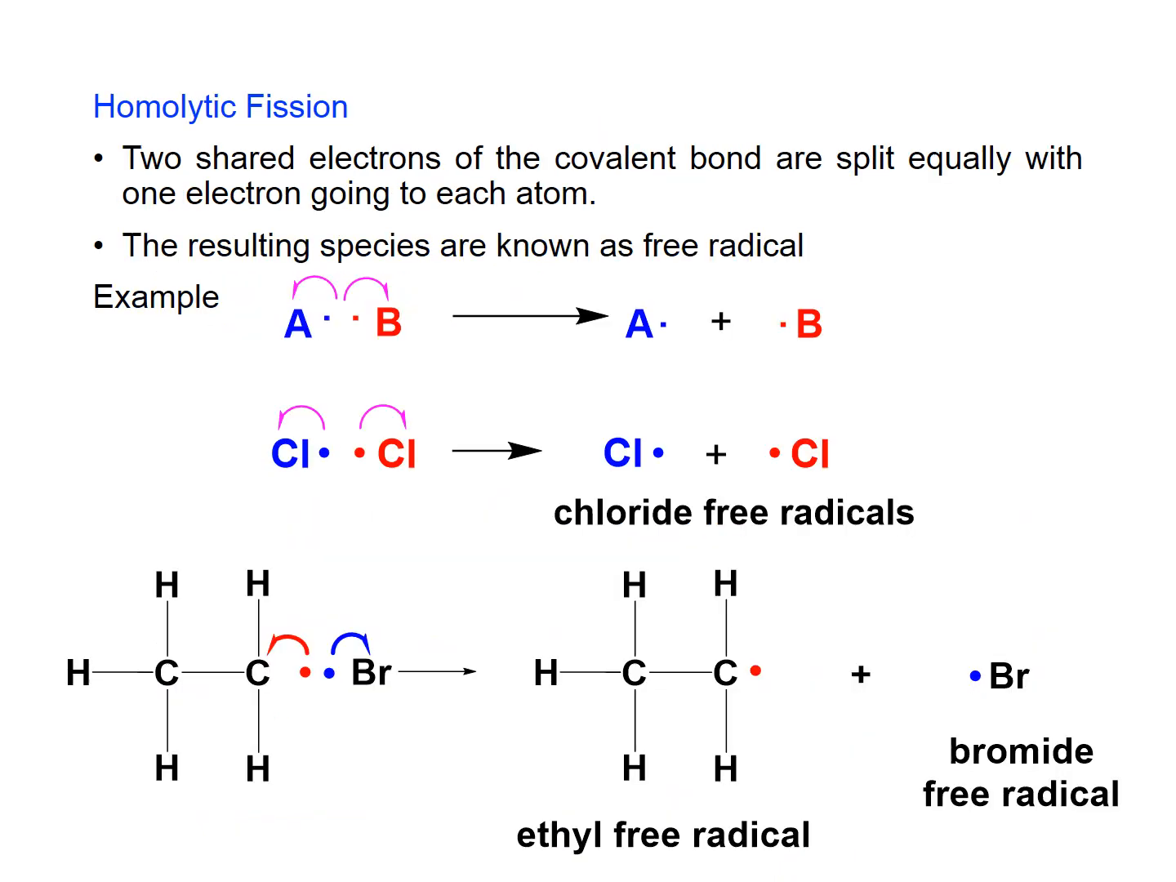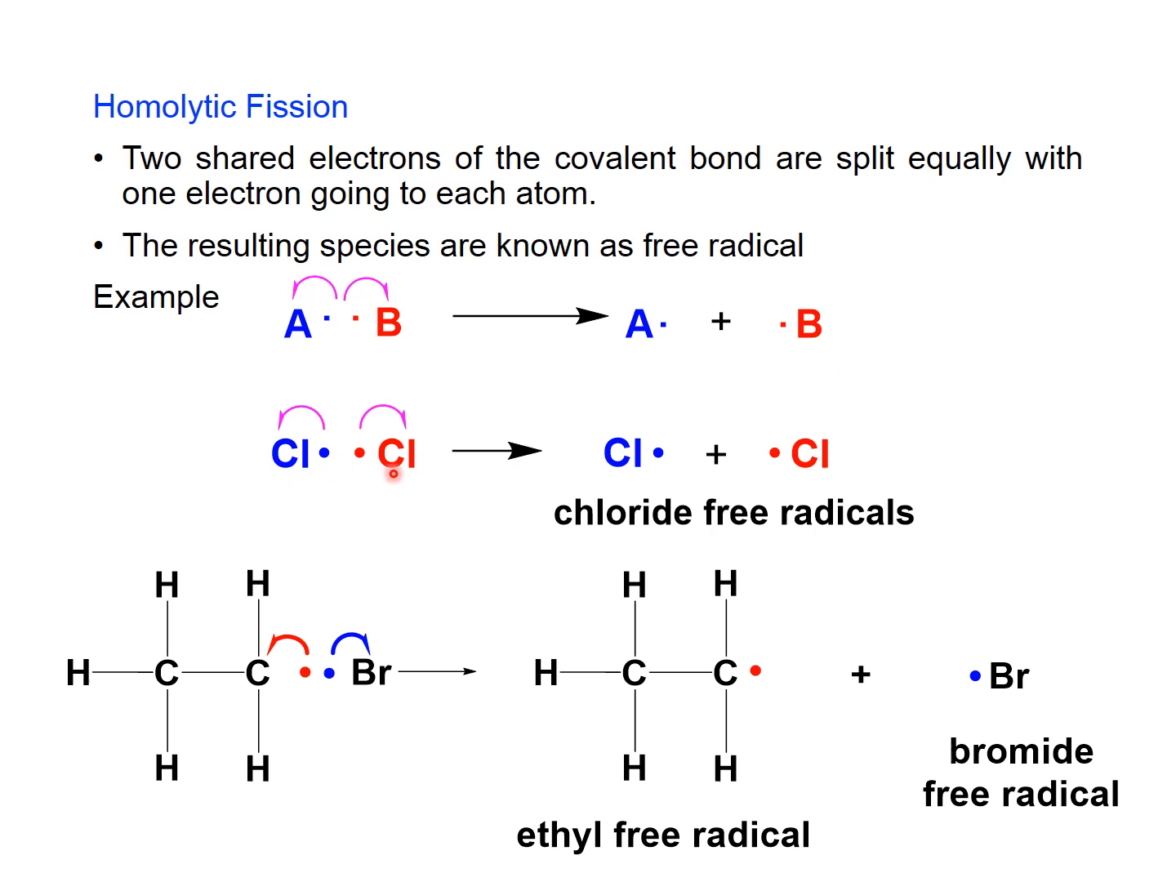Okay, homolytic fission. Two shared electrons of a covalent bond are split equally. Sama rata elektron yang tadi. Okay, equally with one electron going to each atom. The resultant species are known as free radicals, what we covered before. Okay, so A dengan B, masing-masing ada satu elektron being shared together. So in this reaction, bila dia mengalami homolytic fission, A akan bawa satu, B akan bawa satu. So this is your A radical and this is your B radical.